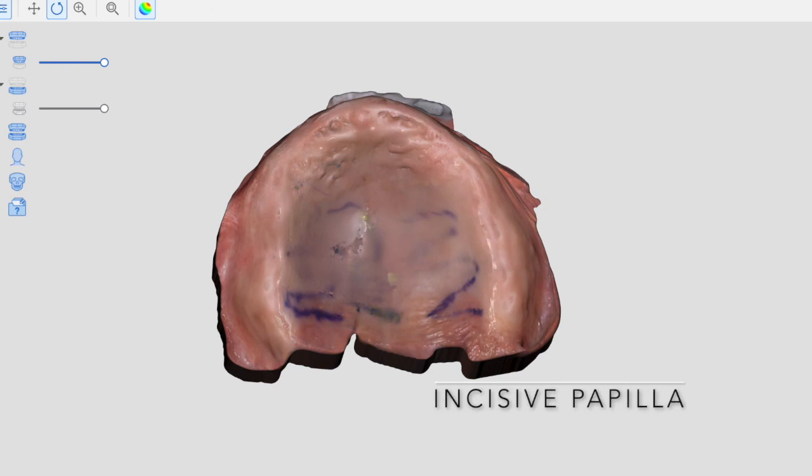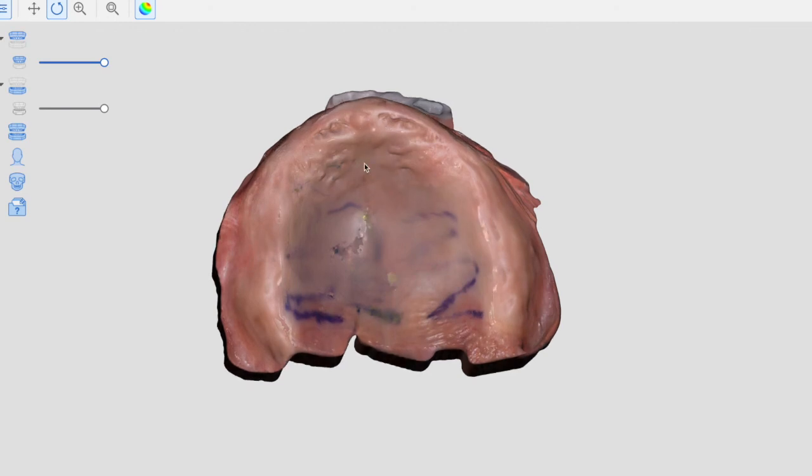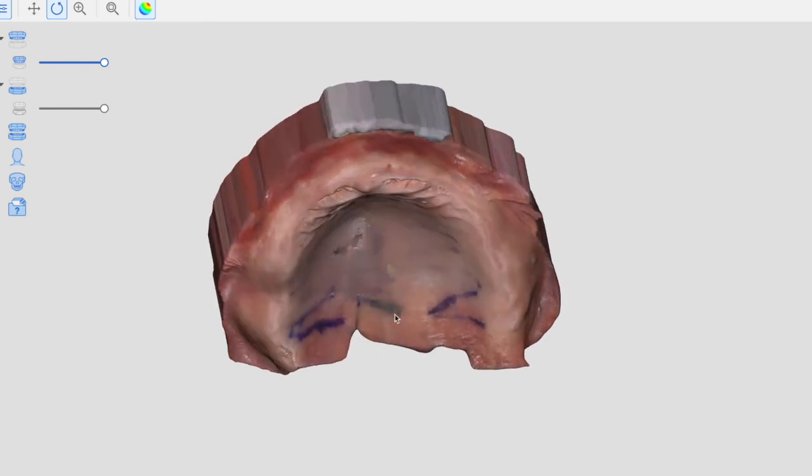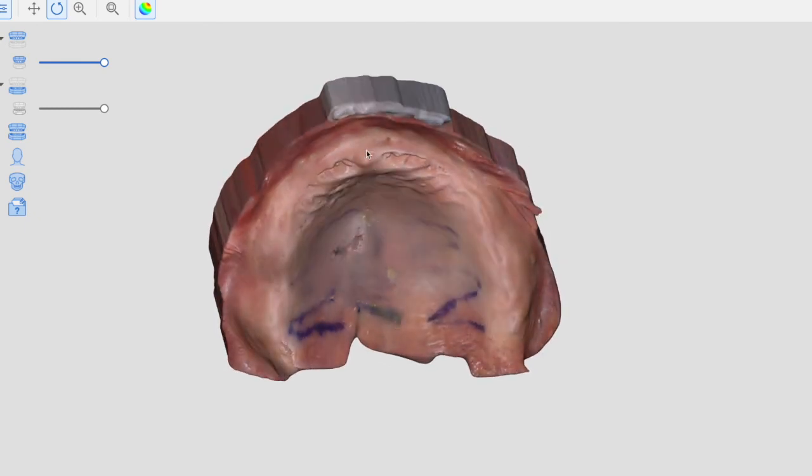Underneath is the incisive foramen, and through this foramen, the nasopalatine nerve and blood vessels emerge right underneath this area. Let's take a look at the facial view of the incisive papilla right here. Okay.